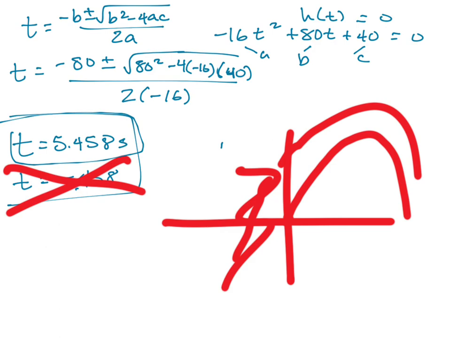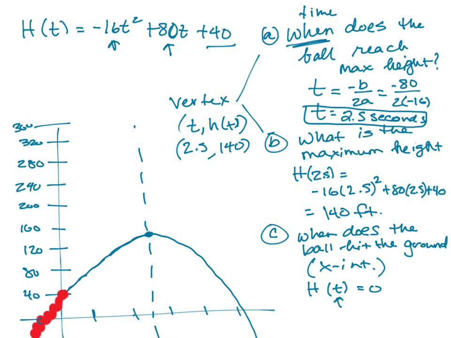T equals negative 0.458. And that exists on the graph. You can see it over here, but we threw it out. And this one is the one we found: T equals 5.458 seconds. That's that point right there where it does hit the ground.